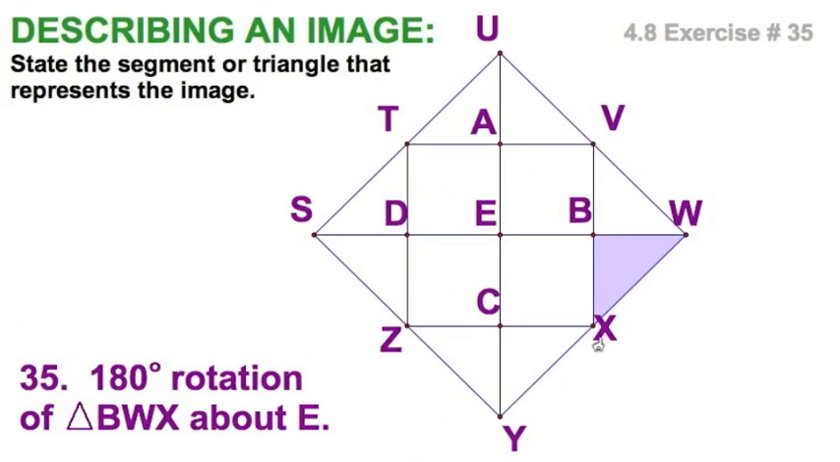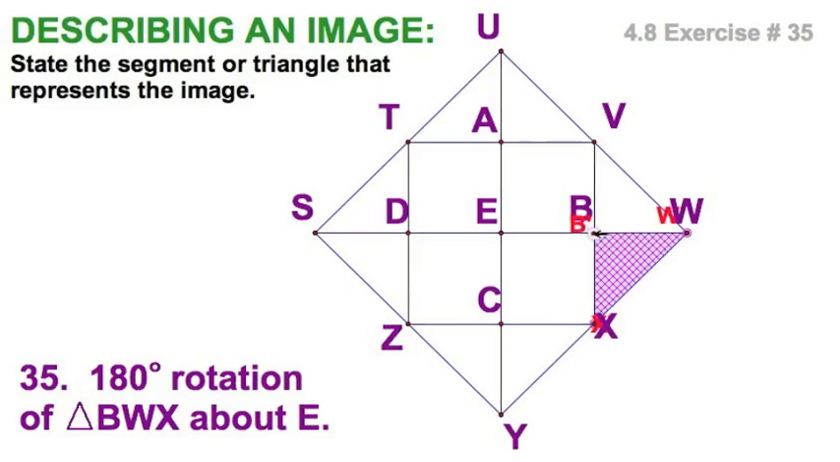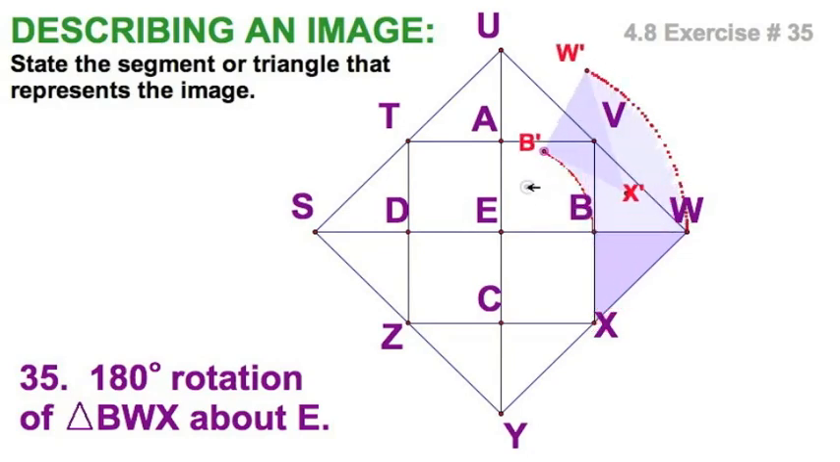Well, here we're going to take an entire triangle and rotate it 180 degrees around point E. Now, notice it doesn't give us a direction because it doesn't have to. Either way, we can rotate it. We're going to go, for our purposes, counterclockwise. We'll do something different this time. I'm going to highlight this triangle and call this the image triangle. I'll just use the prime notation, B prime, W prime, X prime, to show the movement. We go part way with it.